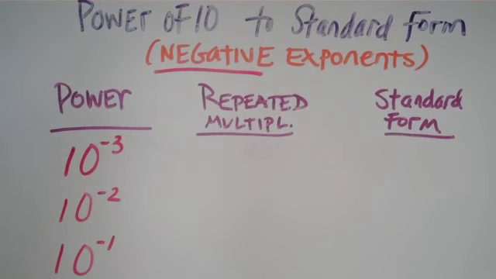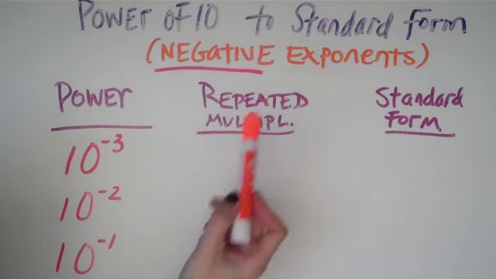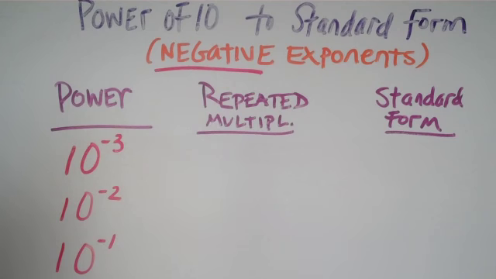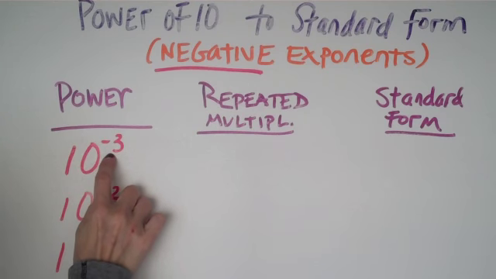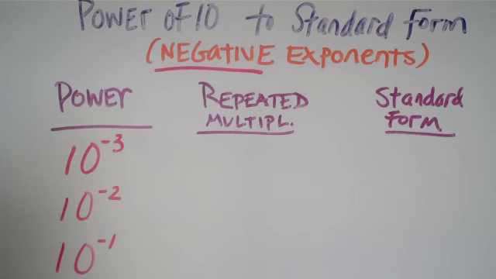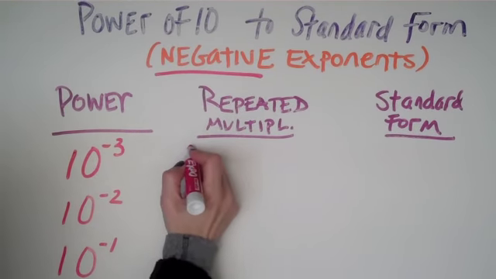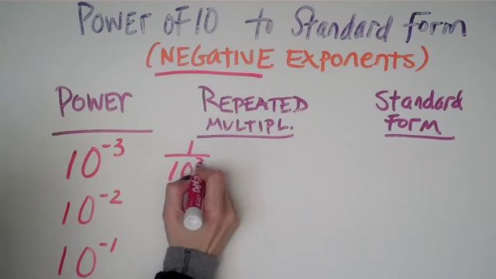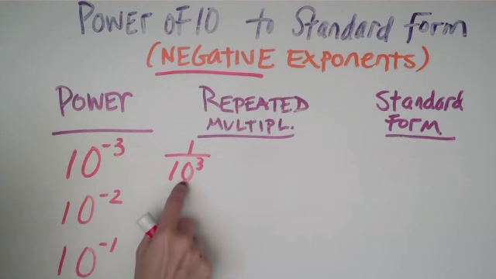Okay, so when you have a power of 10 and you want to go to standard form, notice we're dealing now with negative exponents. In the last example, all the exponents were positive. These are all negative. Well, what happens here? To rewrite a negative exponent as a positive exponent, the only way we could do that is to get its reciprocal. What do I mean by that? I mean, 10 to the negative 3 becomes 1 over 10 to the third power. That's all that is. It's a reciprocal, because this would be 10 over 1, really. So the reciprocal would be 1 over 10 to the third power.